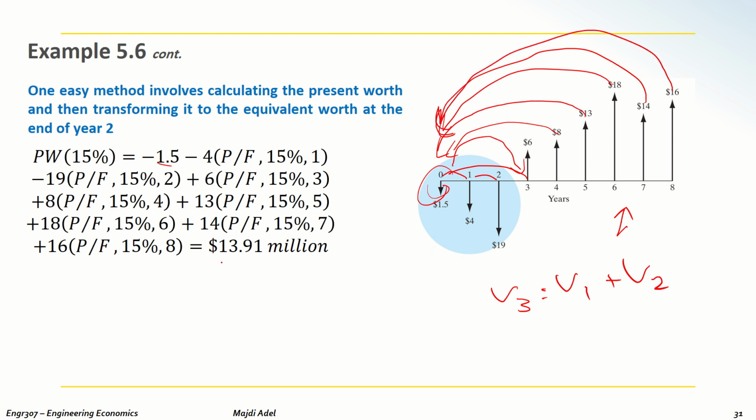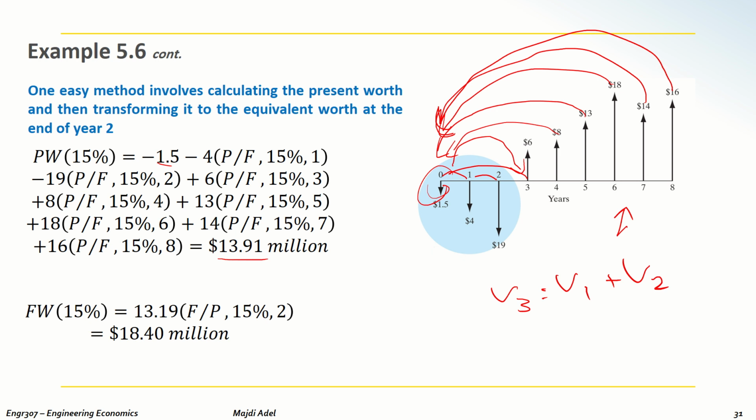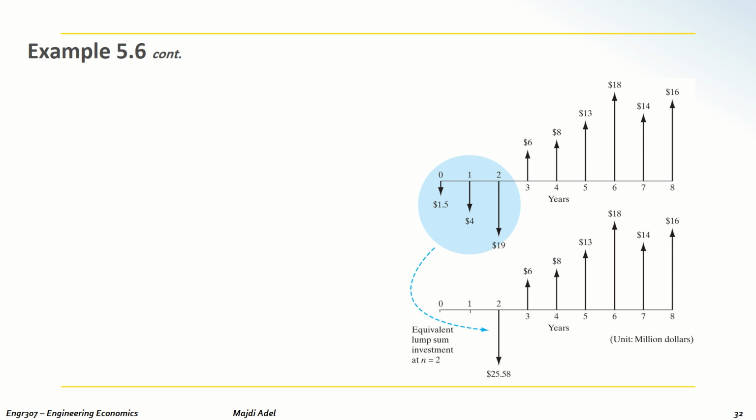So the present value is going to be 13.91 million dollars. We can convert it to a future value at the beginning of year 3. Beginning of year 3 means the end of year 2, which is going to be 18.4 million. So the future value of this project when the production starts is $18.4 million. And since it is positive, the project is acceptable.